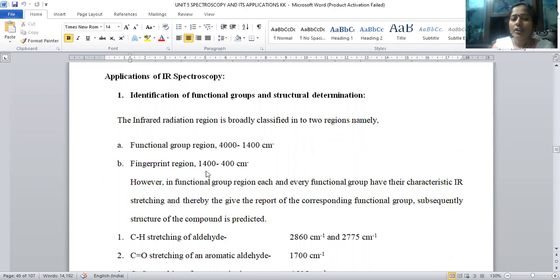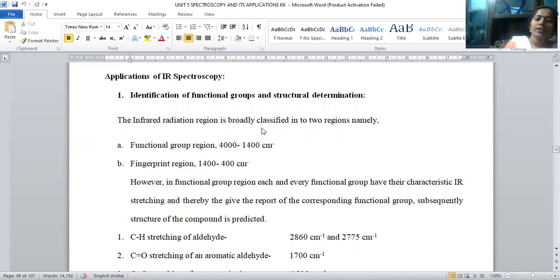The region between 400 and 1400 is called the fingerprint region, which is unique for each and every compound and gives valuable information to predict the structure of the compound. The functional group identification region is the most crucial region, where you can find each individual functional group present in the given compound. It lies in the range of 1400 to 4000 centimeter inverse.